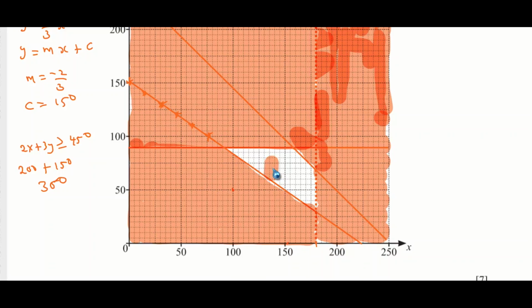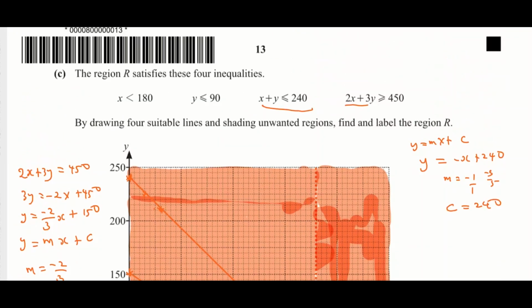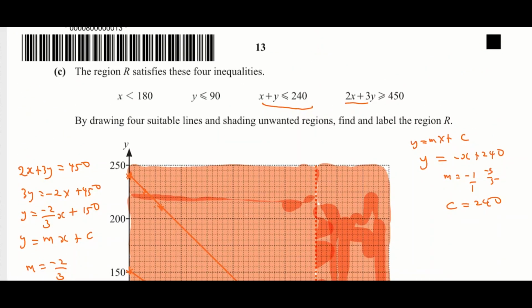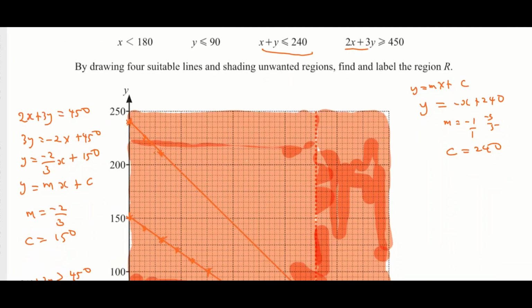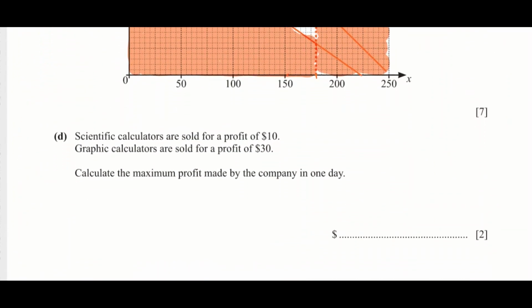Let's pick this. So this will be the required region. So that is region R. Okay, so as we are asked to do so, by drawing the suitable lines and shading, find and label the region R. So that is the region R.